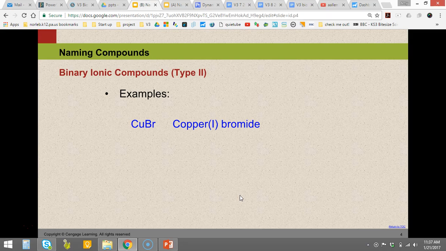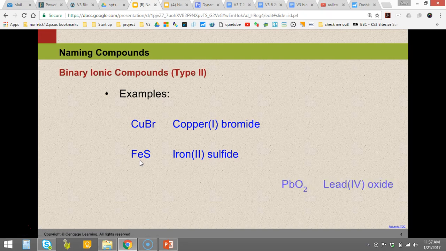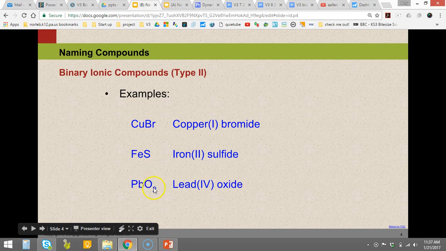Here are a couple more examples. Copper and bromine. Copper is a transition metal. Bromine is a -1 charge, so that means to balance that out, copper must be copper(I), or copper +1. FeS, this is iron and sulfur. Sulfur is a -2 charge. To balance that out, since we have 1 of each ion, iron must be iron(II) sulfide. And PbO2, oxygen is a -2 charge, and since we have 2 of them, that means we have a total of -4. So to balance that with a positive ion, lead must be lead(IV) oxide.